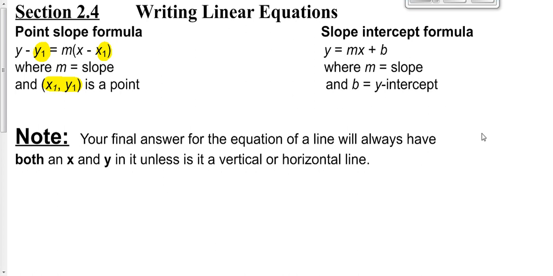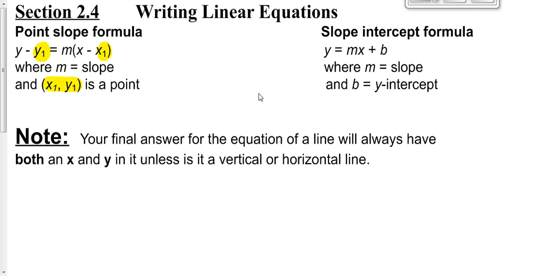We're going to go ahead and take a look at writing linear equations. Linear means equations of lines. There are two common formulas that we use for writing lines. You're probably familiar with the slope-intercept formula, where m is your slope times x plus b, where b is your y-intercept. Y equals mx plus b.